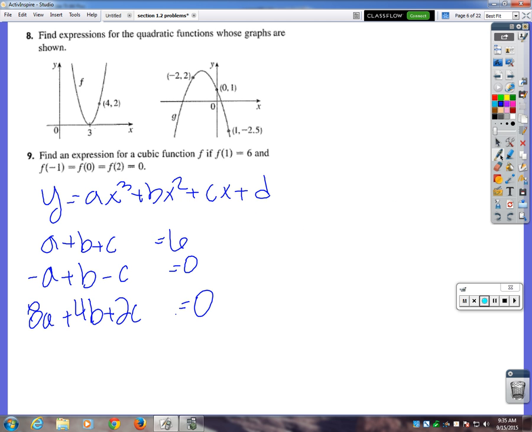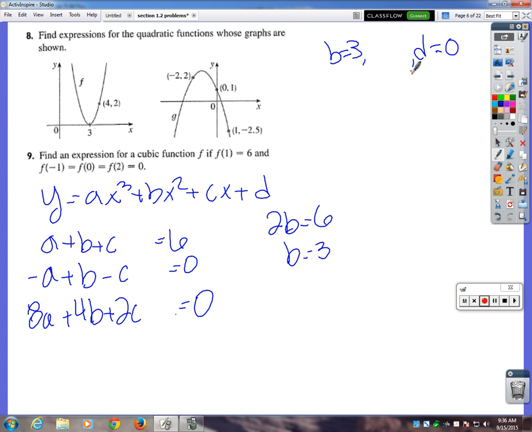Do you want to solve that algebraically just for fun? It's pretty easy because what do you notice about the first 2 equations? The a's cancel and the c's cancel. So if I add those together, then 2b equals 6, and so b equals 3. So we've so far figured out 2 of the 4 variables.